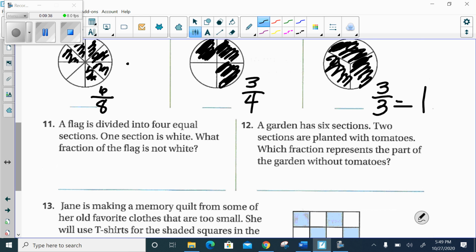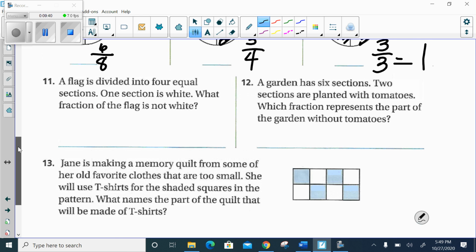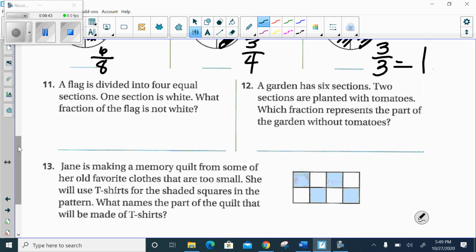All right, next one. A flag is divided into 4 equal sections. One section is white. I've got a flag and I've got 4 sections. One is white. What fraction of the flag is not white? So you have to look, how many sections? 1, 2, 3. There are 3 sections that are not white. How many total sections are there? You have to include that part too. So there's 1, 2, 3, 4. There are 4 equal parts. So 3/4 of a flag is not white.